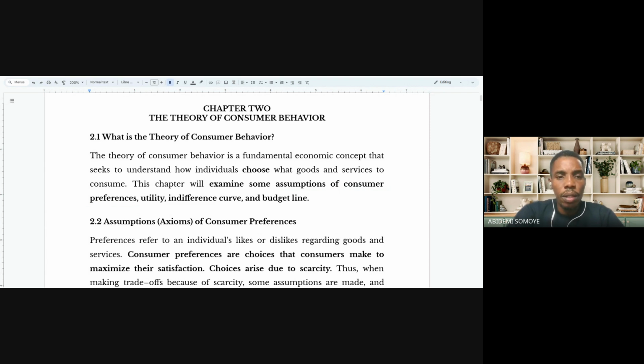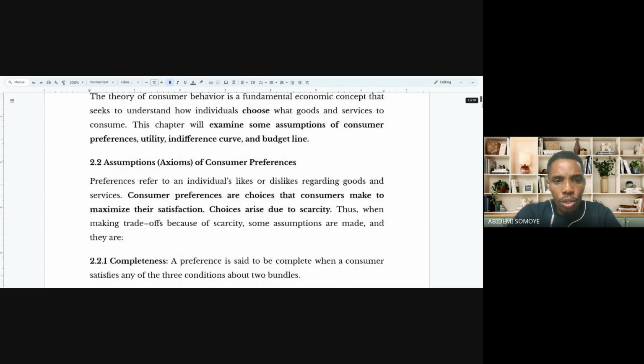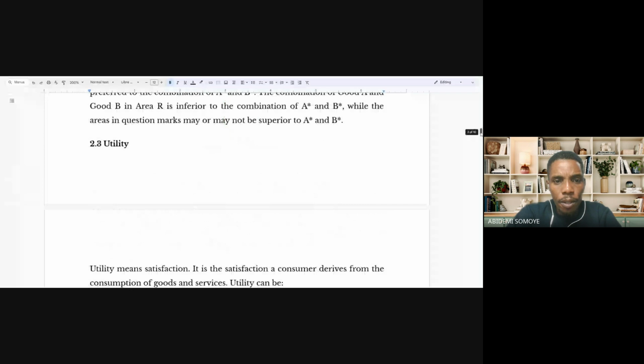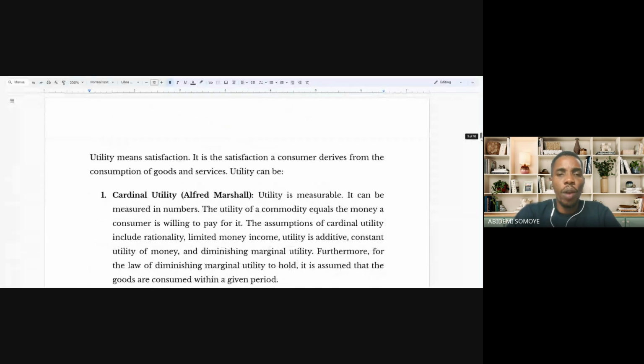Okay, so now we will go to utility. Utility means satisfaction, right? Utility means satisfaction. So let's go to the concept of utility. Utility means satisfaction. It is the satisfaction a consumer derives from the consumption of goods and services, or it is the satisfaction a consumer derives from consuming a commodity, a good or service.